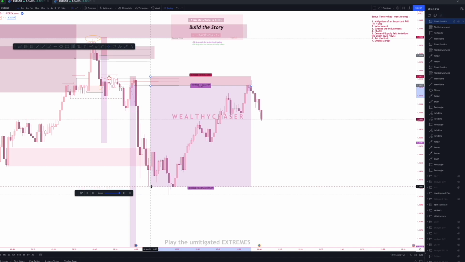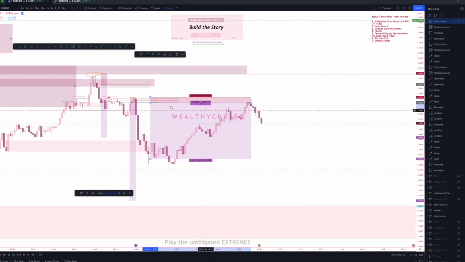Why did I put a 10R here? Well, first of all, I only entered on this trade because the first one was already risk-free. If the first one wasn't risk-free, I wouldn't enter on the second one. I only play continuations if the trade before is already risk-free. So if the first trade is risk-free, I'll play the second. If the second trade is risk-free, I'll play the third, and so on.